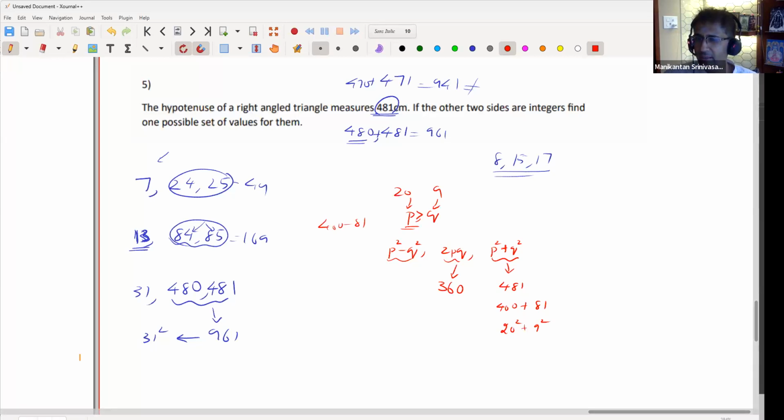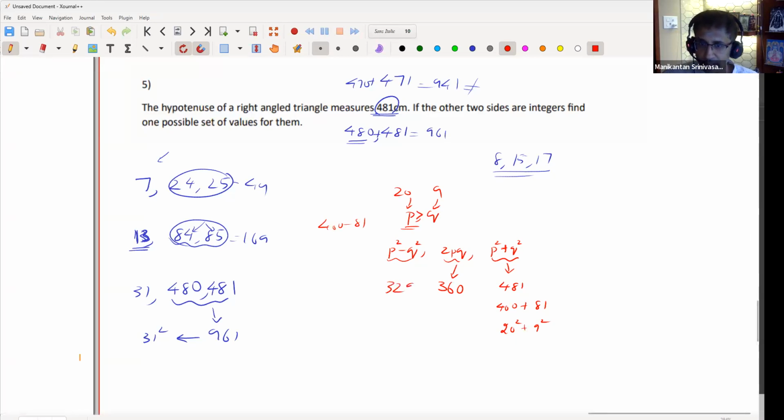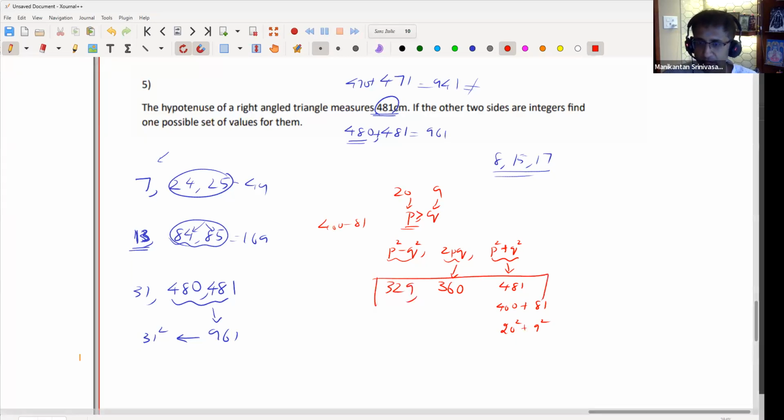329, is it? 329, right? So that's also a triplet. So if you have your calculator offhand with you, can you just check if 329 square plus 360 square is 481 square? Can you check?